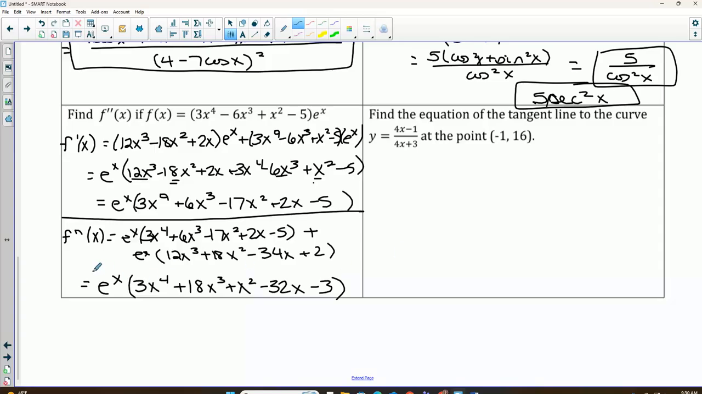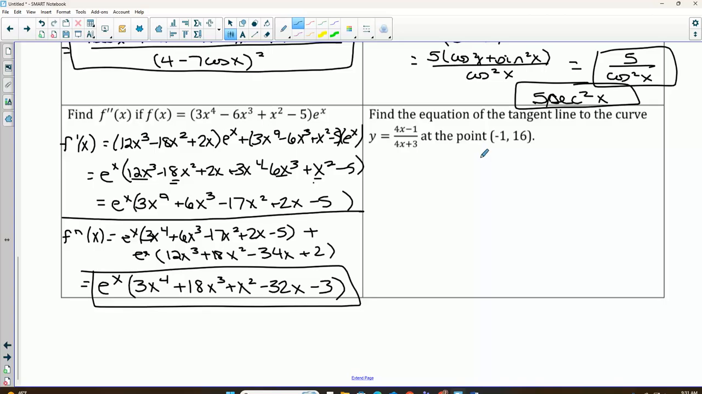Any questions on that? Okay. The last problem that I have prepared. Find the equation of the tangent line to the curve y equals (4x minus 1) over (4x plus 3) at the point negative 1, 1/6. Okay, we know if we need an equation of a line, we have to have a point and a slope. I gave you the point.